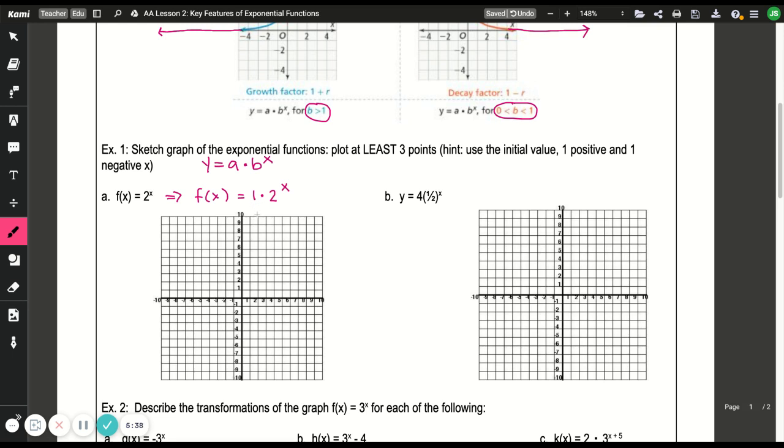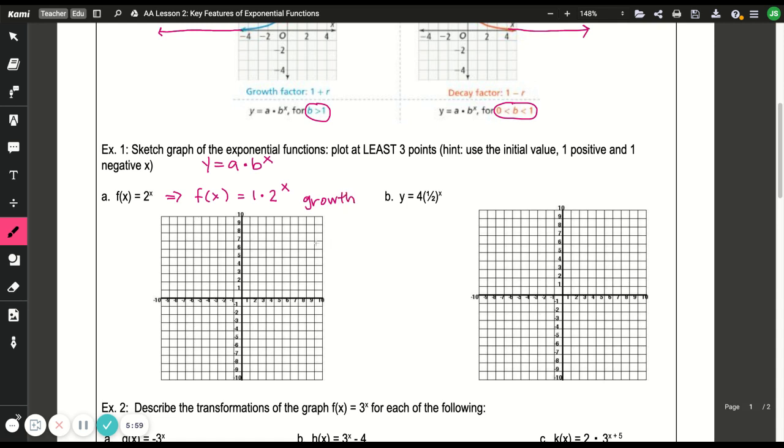Like I was saying, one of the sections is only going to give you equations and ask you if it's growth or decay. So you're just going to look at that number that has the exponent, and if it's bigger than 1, it's growth. If it's less than 1, it's decay. So this is growth.